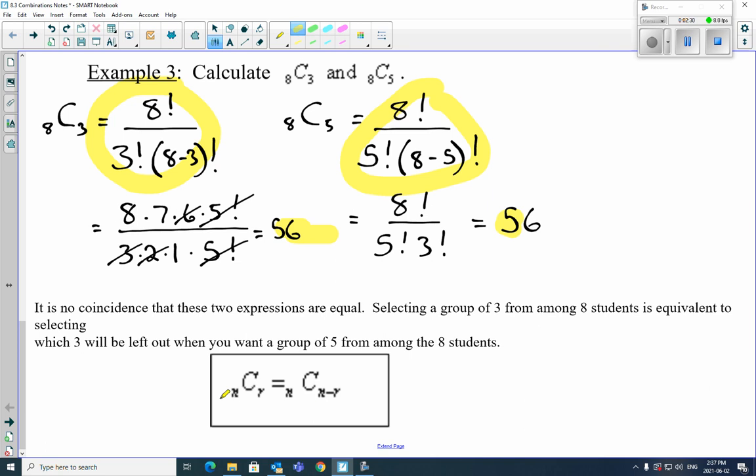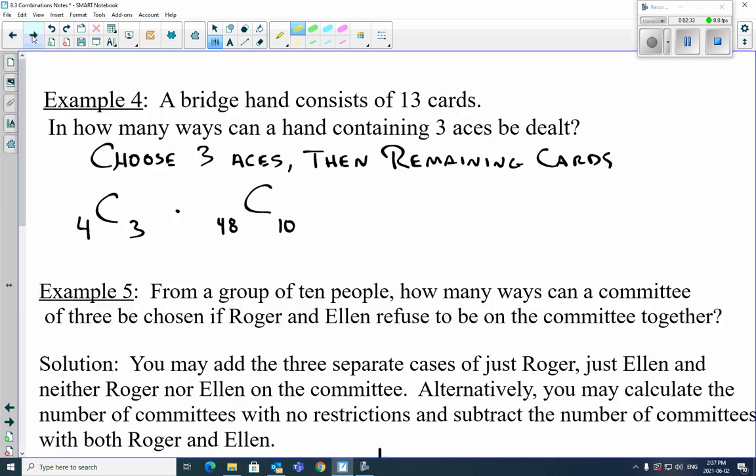Okay, let's go to, oops, sorry. Example 4. Bridge, it's a game people play with cards. A hand consists of 13 cards, and how many ways can a hand containing 3 aces be dealt? Okay, so think about this. 4 choose 3. Why is it 4 choose 3? Because the order doesn't matter in picking the aces, but there are 4 aces in a deck, and we choose 3 of them.